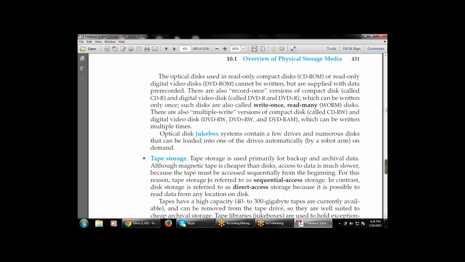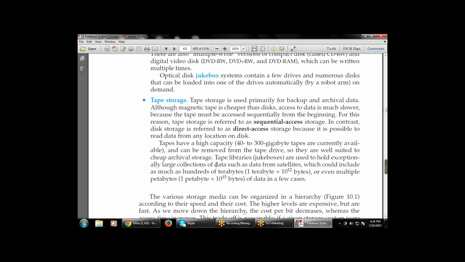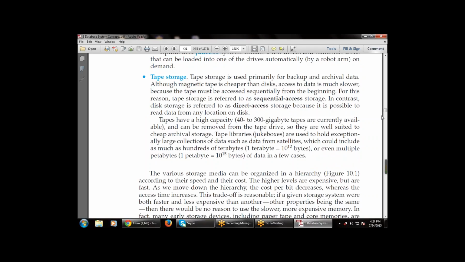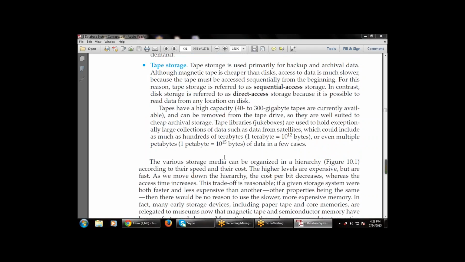Then there is tape storage, that is how to store the data on a tape. We can store the data on a magnetic tape, that is tape storage.